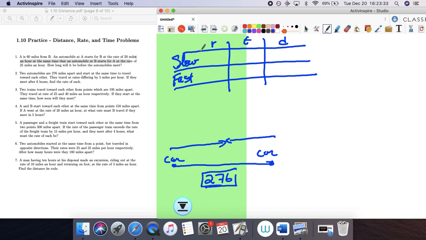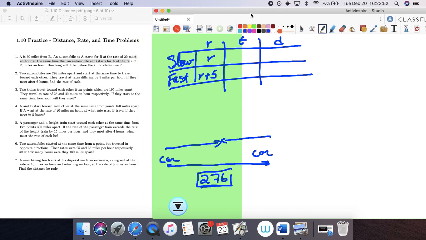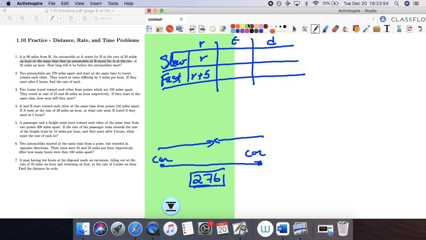If you call the fast car R, the slow car would be R minus 5. You can do it that way. Now, if you want to call the slow car R, the fast car would be R plus 5, because it's going to be 5 miles an hour faster. So it really doesn't matter. Pick one, whichever one you're comfortable with, and stick to it.